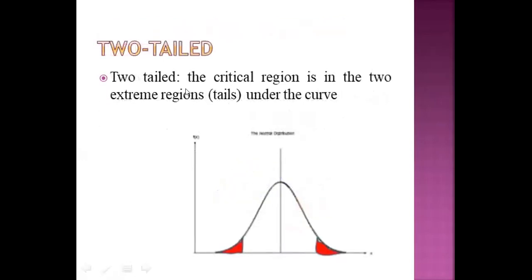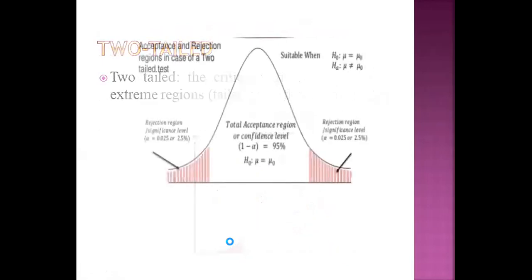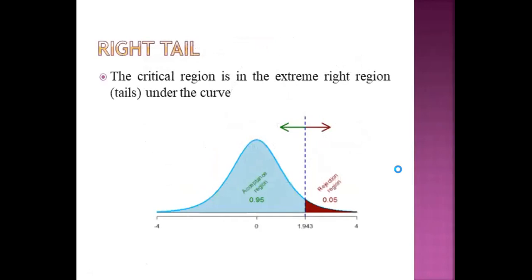The critical region may be two-tailed, meaning that the critical region is present on the two extreme regions or tails under the curve. For example, this is the rejection region, which indicates the significance level alpha, and the center area is the total acceptance region or confidence level, which is indicated by 1 minus alpha. The rejection region is 5% and the center region is 95%. This is the case in a two-tailed hypothesis.